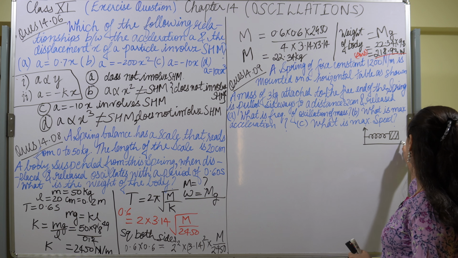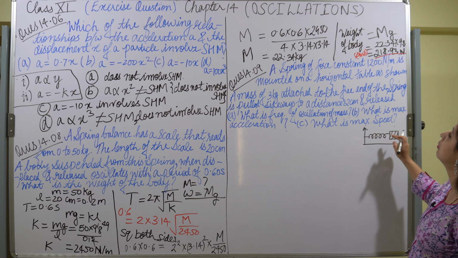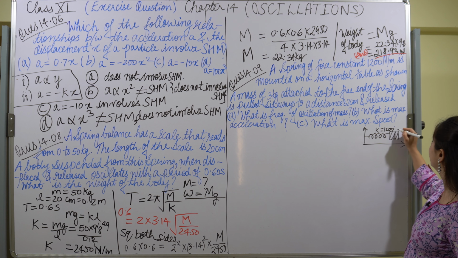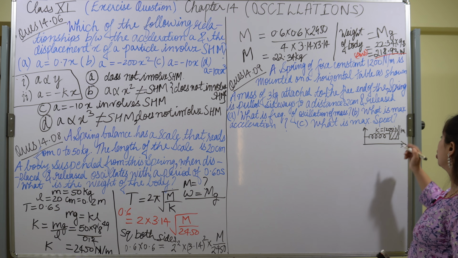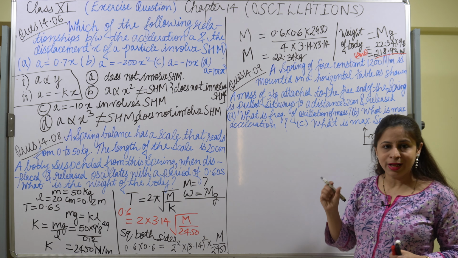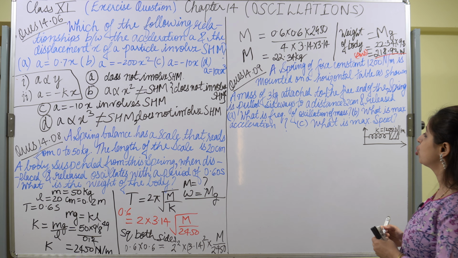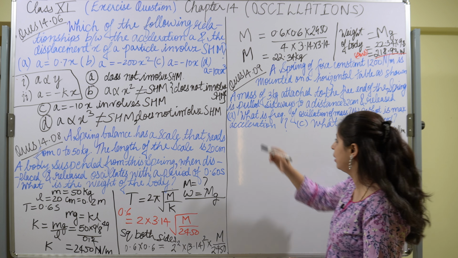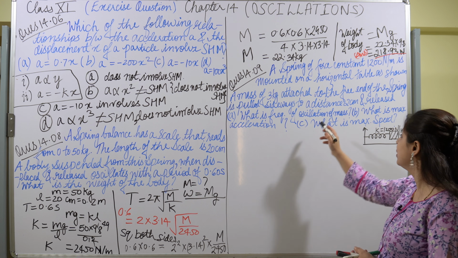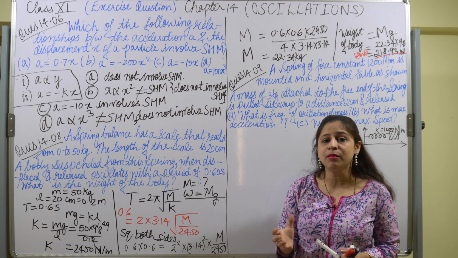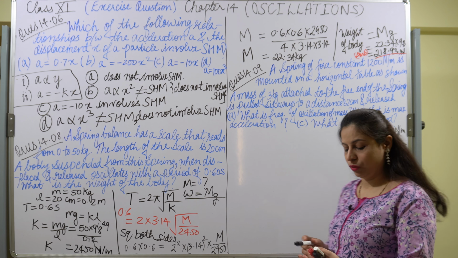The force constant is given to us as 1200 Newton per meter. This mass is first pulled and then released. So we need to find out in part A the frequency of oscillation of the mass.